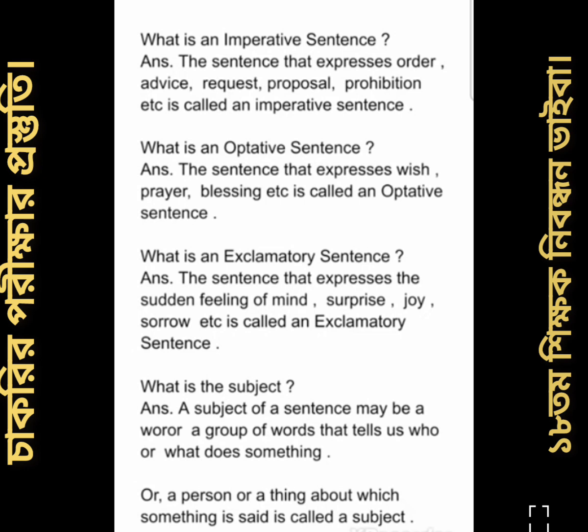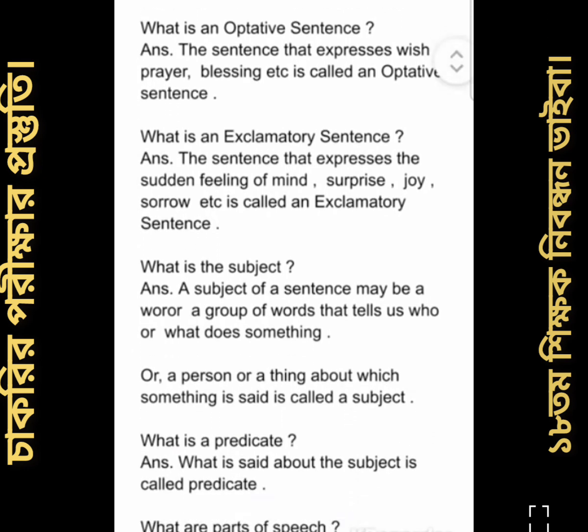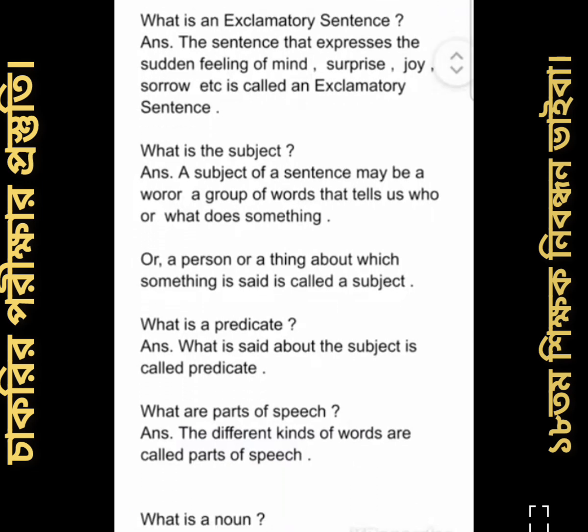The sentence that expresses wish, prayer, blessing, etc. is called an optative sentence. What is an exclamatory sentence? The sentence that expresses the sudden feeling of mind, surprise, joy, sorrow, etc. is called an exclamatory sentence. What is the subject?